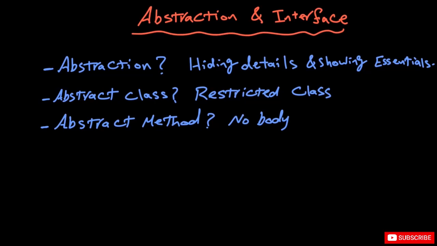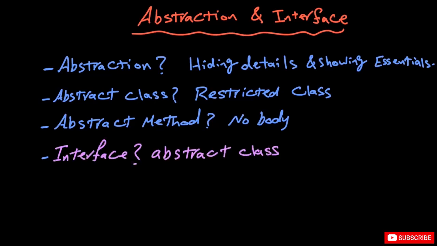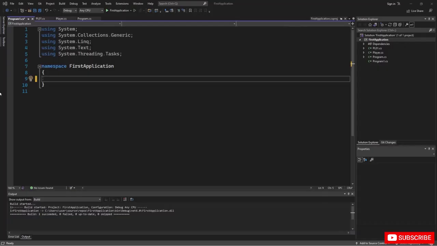So what is the meaning of an interface? An interface is used to achieve abstraction in C#, and also it's a completely abstract class which can only contain abstract methods and properties, and the interface method doesn't have any body.